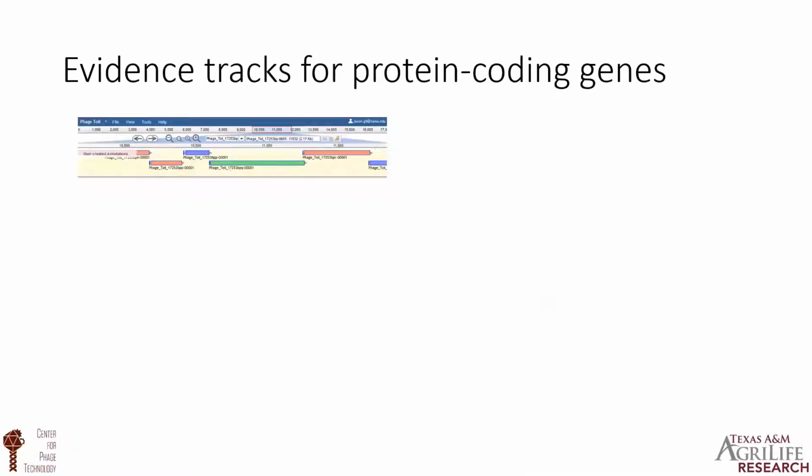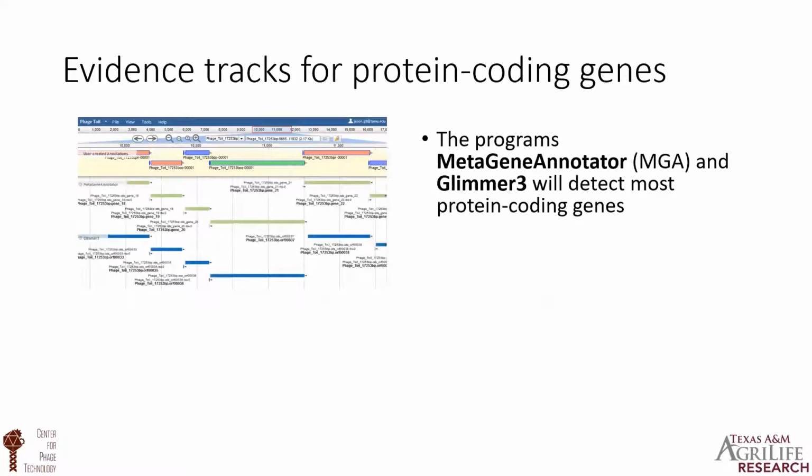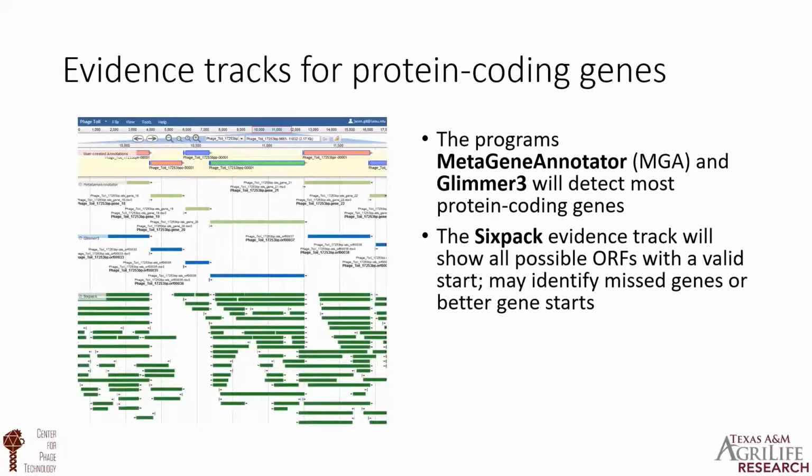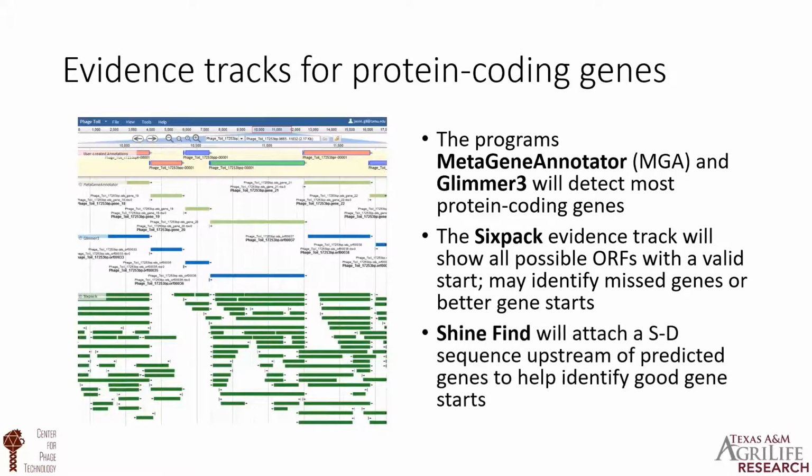This is an example of output from the structural workflow in Apollo. The outputs shown in these two tracks are from MetaGene Annotator and Glimmer 3. These will detect most of the protein coding genes in your phage genome. The 6-pack evidence track will show all possible reading frames with a valid start and greater than 25 codons in length. All of these outputs have already been run through ShineFind to add any Shine-Dalgarno sequences associated with those reading frames.